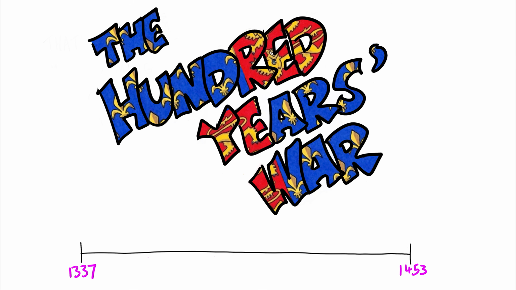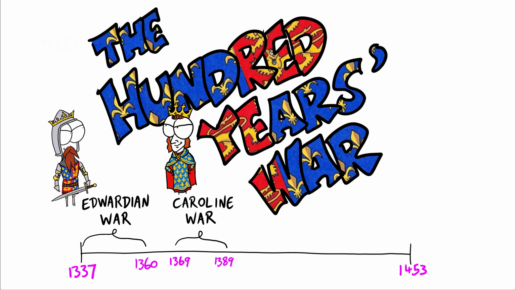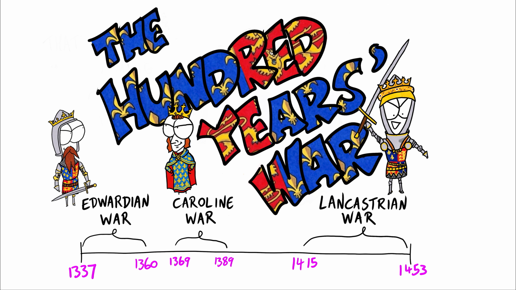As much as the 100 Years' War was called so, it was not a constant war between France and England. And also it was 116 years, not 100, but with periods of peace between what's known as the Edwardian War, the Caroline War, and the Lancastrian War.